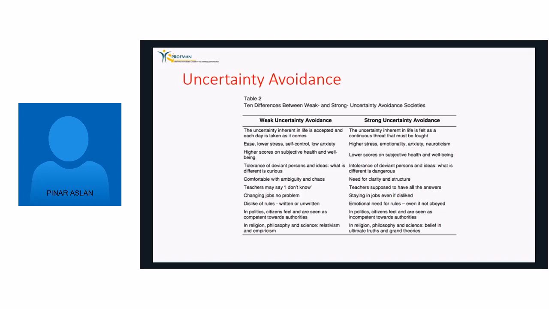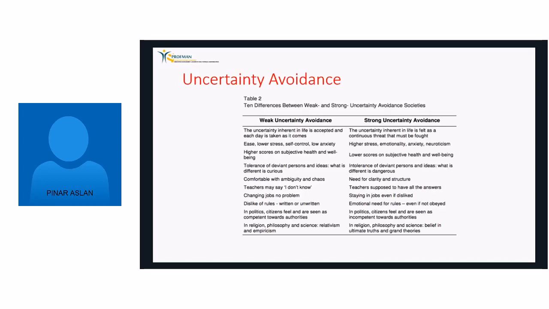And in weak uncertainty avoidance societies, in politics, citizens feel and are seen as competent towards authorities. But in a strong uncertainty avoidance society, in politics, citizens feel and are seen as incompetent towards authorities. And the last part, religion. In religion, philosophy and science, there is relativism and empiricism in weak uncertainty avoidance societies, whereas in strong uncertainty avoidance societies, in religion, philosophy and science, there is belief in ultimate truths and grand theories.